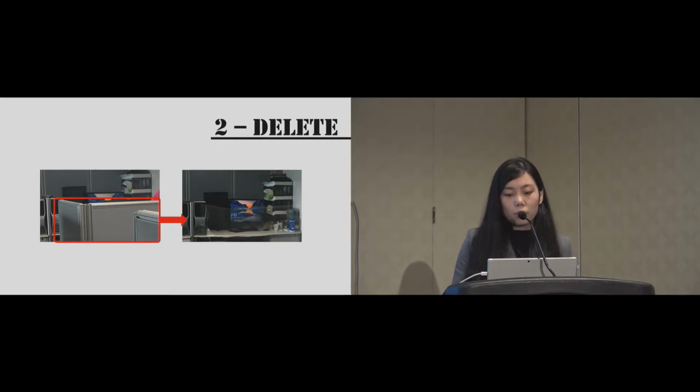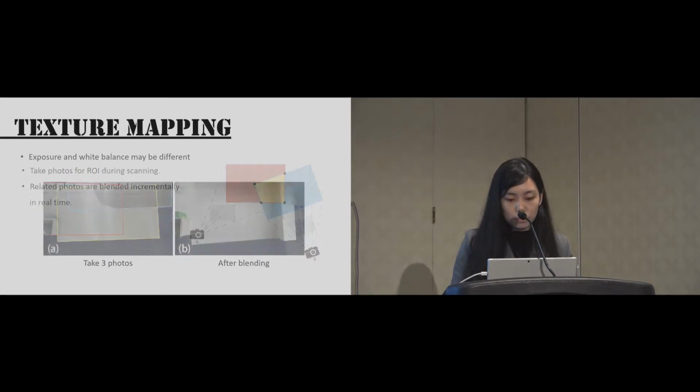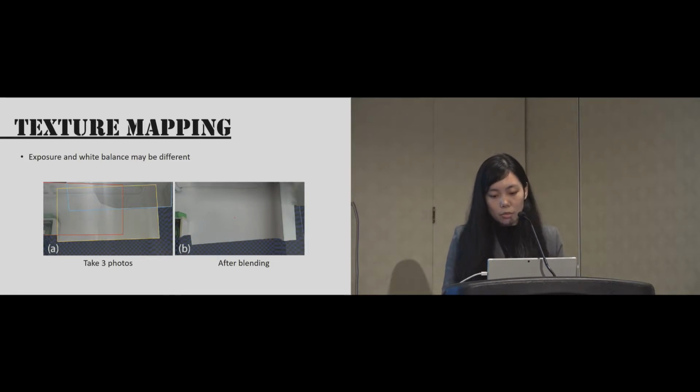And second, to delete the real object, we use the virtual background to cover the object that we want to delete. So we have to reconstruct the textures based on the geometry. By default, we can only get the geometry information from HoloLens, so we let users take photos of the objects that they want to reconstruct. And then the photos will be blended incrementally in real time. And blending is necessary since the exposure and white balance may be different due to the different poses when we take photos.